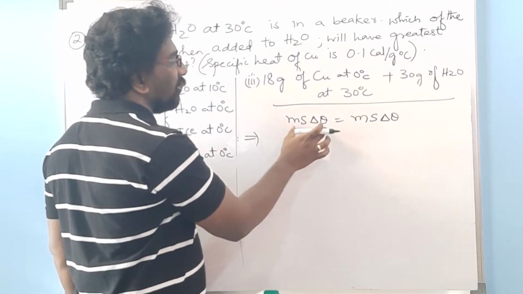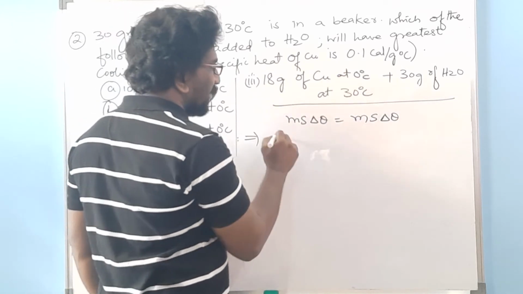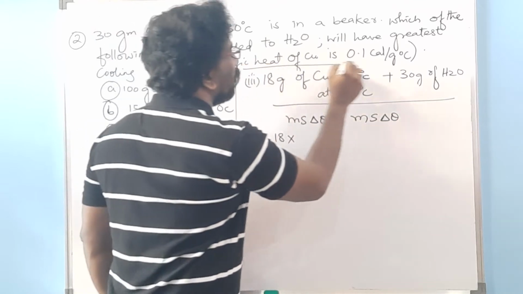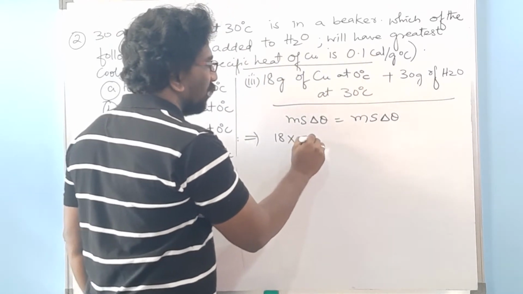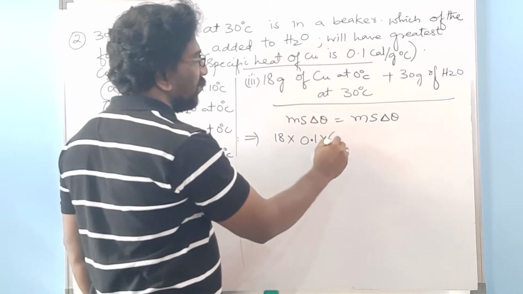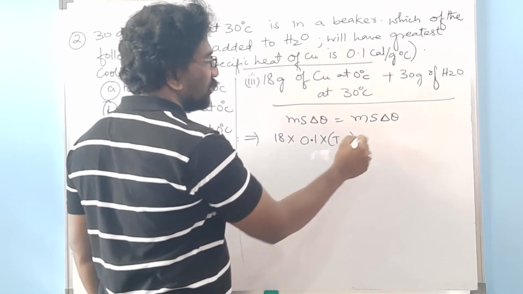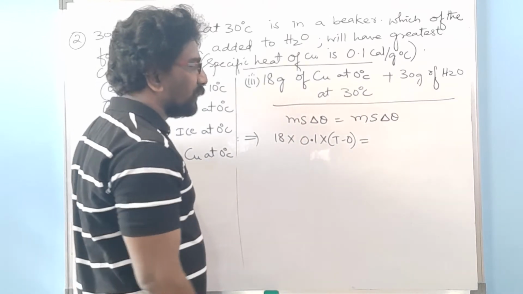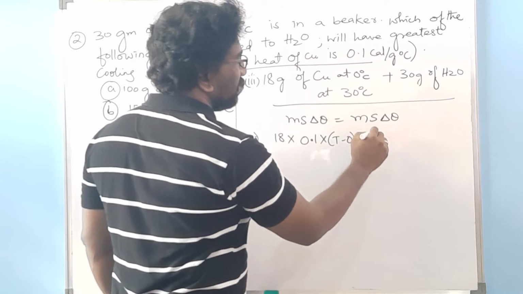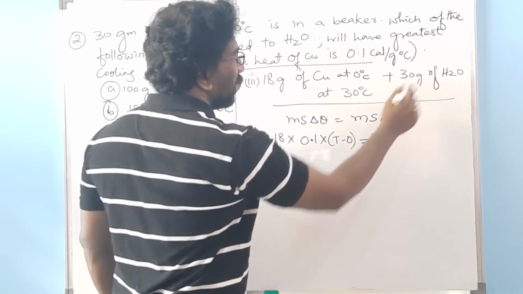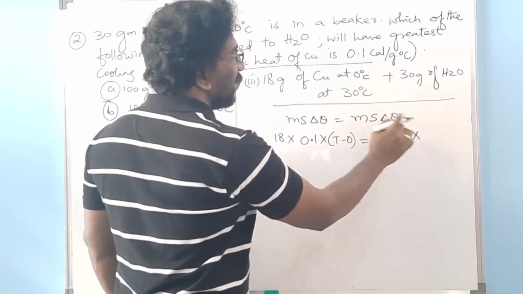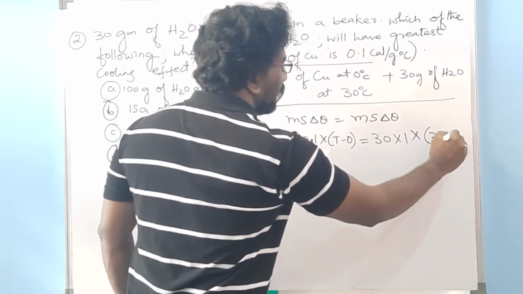The mass of the heat absorbing substance is 18, into the specific heat capacity of copper, which is given here, 0.1, into delta theta. Delta theta is T minus 0 degrees Celsius. We have already assumed the resultant temperature to be T. For the 30 grams of water at 30 degrees Celsius, it is 30 into the specific heat capacity of water, which is 1, into delta theta. Delta theta is 30 minus T degrees Celsius.